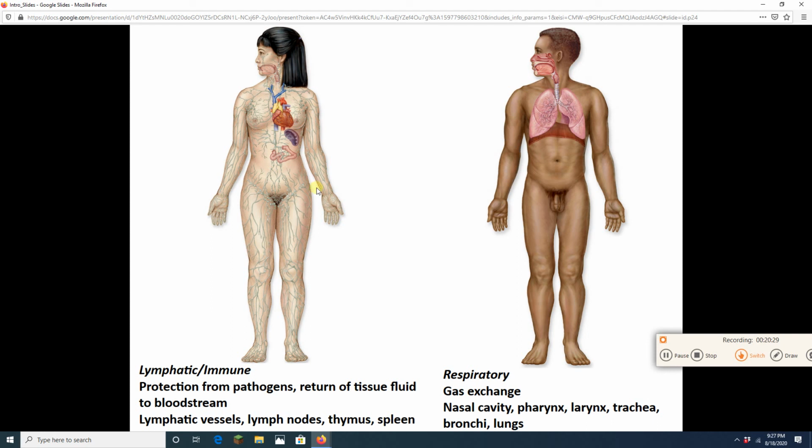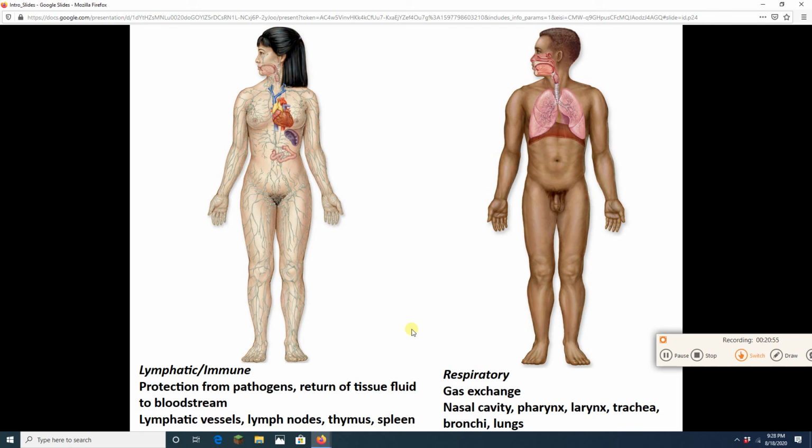So we see a lot of lymphatic vessels, these green lines throughout the body here. Lymph nodes, these tiny little bean-sized spherical things. We'll deal with them in more detail than just calling them spherical things later on. Plus, we got our spleen right there. We got our thymus right there, all involved in the lymphatic and immune functions.